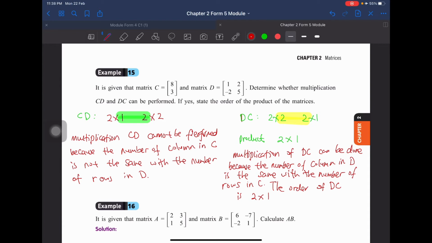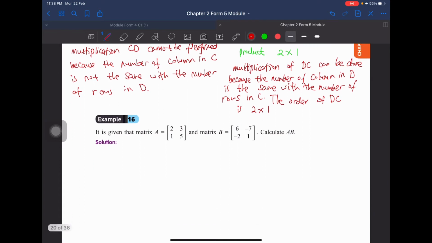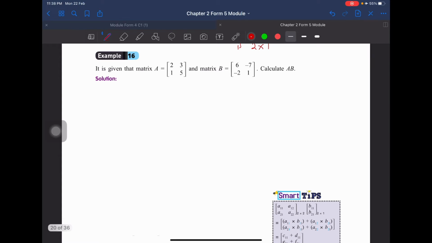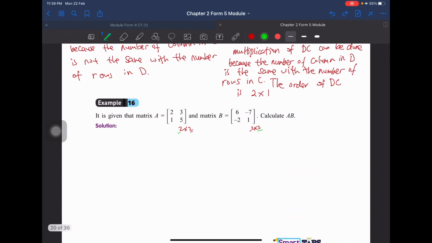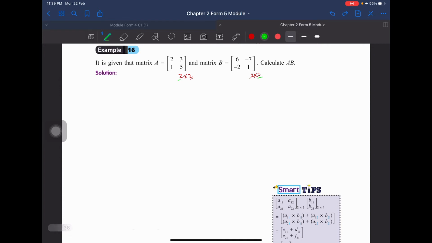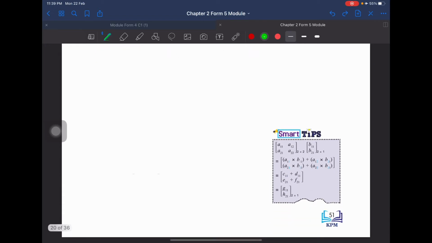So I hope you remember these criteria before you do any multiplication of matrix. Let's move forward with example 16. It is given that matrix A and matrix B. We need to check the dimension first. Over here you have 2 by 2, over here is 2 by 2. The middle number is the same, so no problem, and you know that your product will be 2 by 2. For this type of question, you can use this tip. But you can try this yourself after this, because I'm going to teach you another method, using column box, because I prefer that one. I hope you prefer that method too, but you also can use this one, no problem.